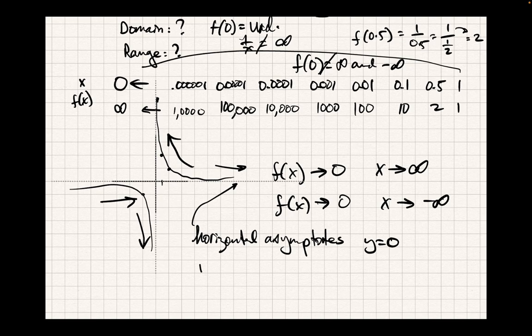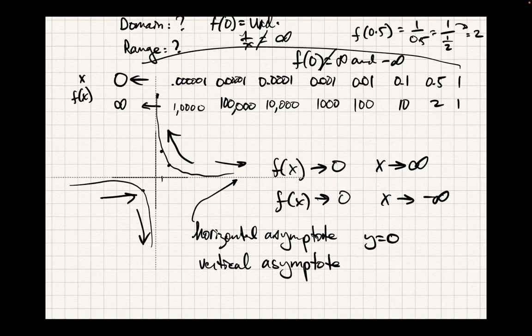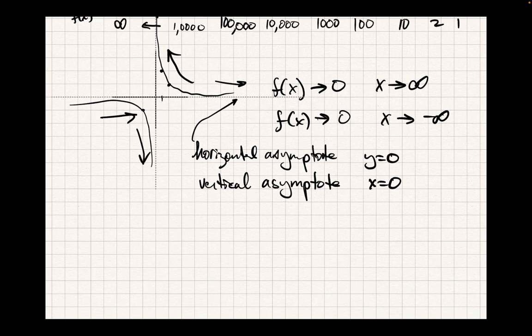I also have a vertical asymptote. Here's my vertical asymptote. Warren, what is the equation of this dotted line, my vertical asymptote? X equals 0. X equals 0 is the equation of a vertical line that passes through the origin. All right, so let's get into some definitions so we can understand this a little bit better.